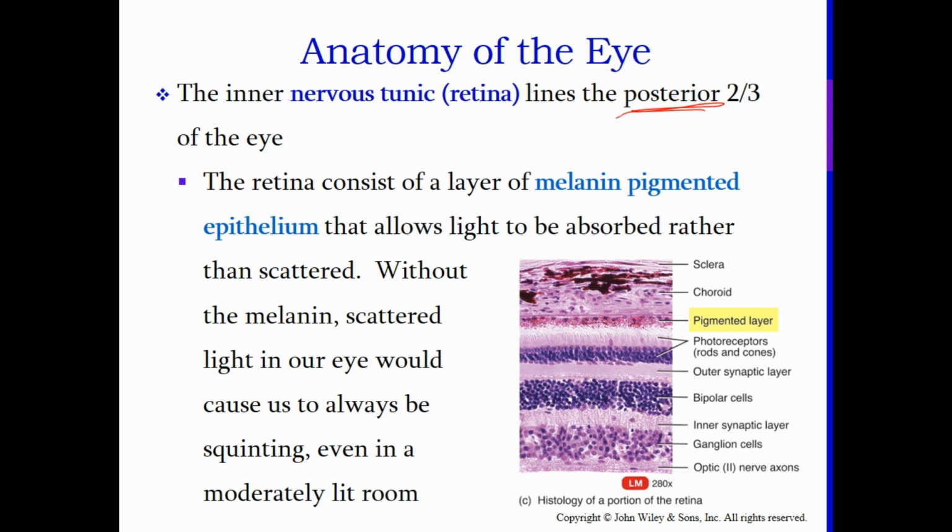Without melanin, the scattered light in our eye would cause us to always be squinting, because that light would bounce around. If you can think of it as feedback, instead of audio feedback, it would be overly stimulating the retina.